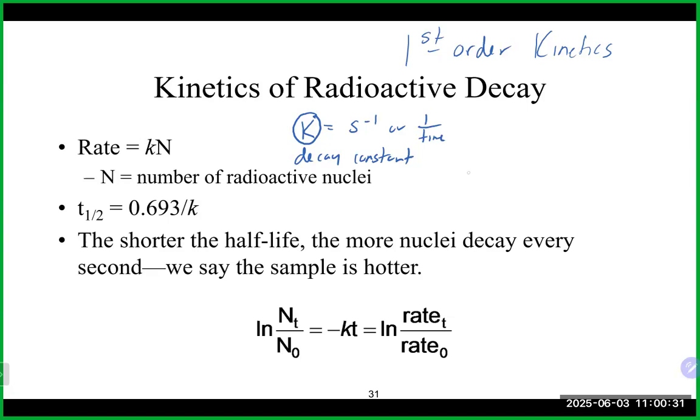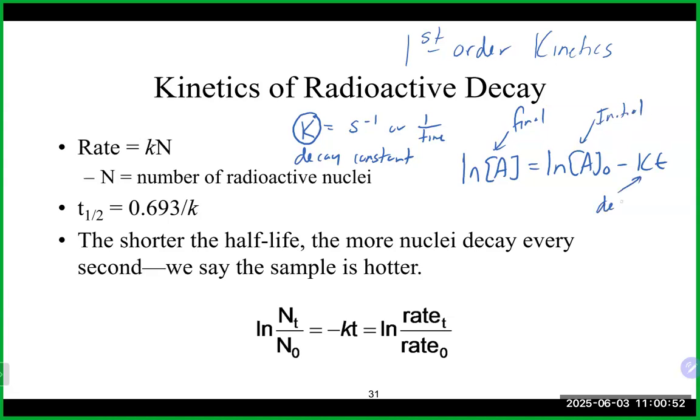So you remember we had an integrated rate law for first order, which is the natural log of A is equal to the natural log of A naught minus KT. This also is the same deal as what we did before. This is your final. This is your initial. This again, in this case, is your decay constant. And a reminder that T here is time, yeah?